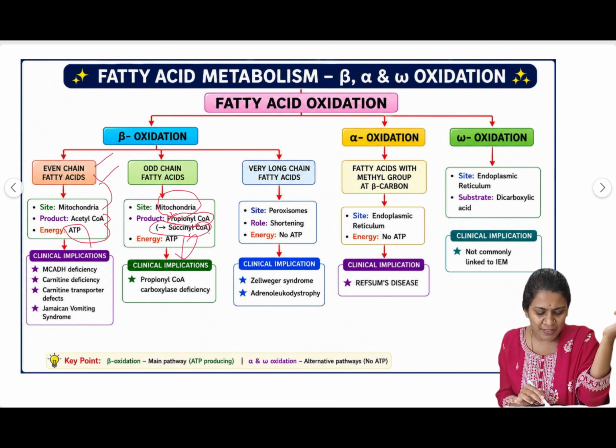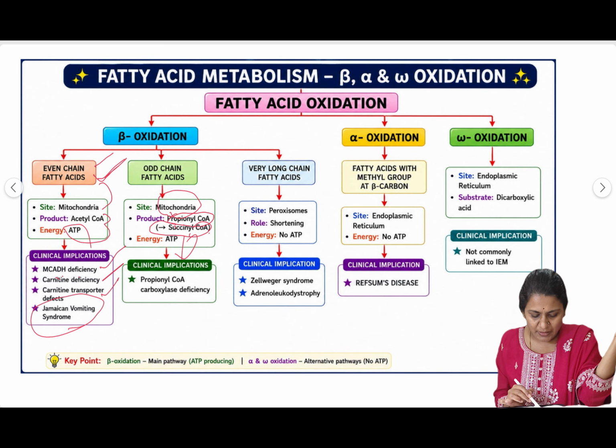Suppose there is a problem in even chain fatty acid oxidation. What is going to happen? I have already discussed the cycle. The conditions are medium chain acyl dehydrogenase enzyme deficiency, carnitine deficiency, carnitine transporter deficiency, and Jamaican vomiting syndrome. For odd chain fatty acids, I told you there is production of propionyl CoA to succinyl CoA. So if there is a deficiency of propionyl CoA carboxylase, there is an accumulation of propionyl CoA.